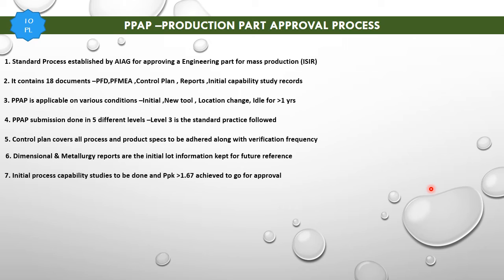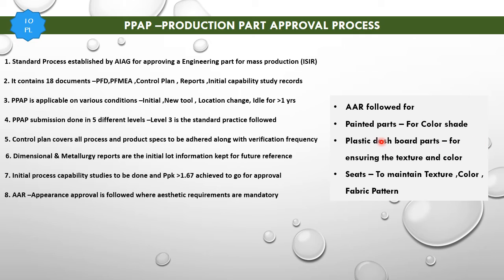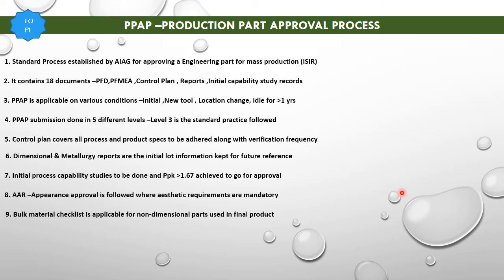Initial process capability must be proven for all critical and major parameters, and Ppk should be achieved at more than 1.67 to go for a final approval. And the appearance approval report is followed where aesthetic requirements are mandatory. For example, for painted parts we do it for color shade, and for cabin parts for texture, color, and fabric patterns. For these purposes the appearance approval report is followed along with master samples.